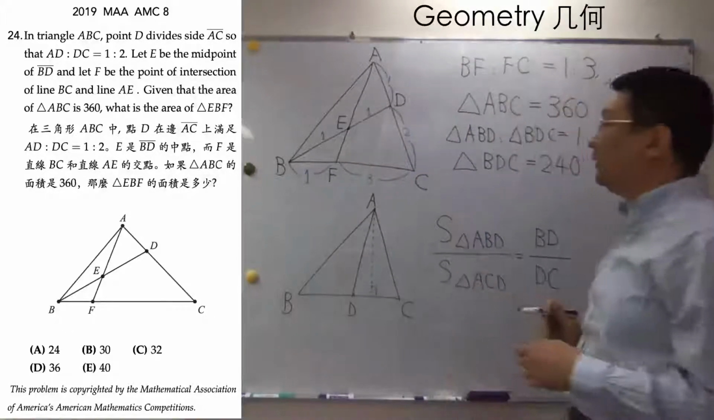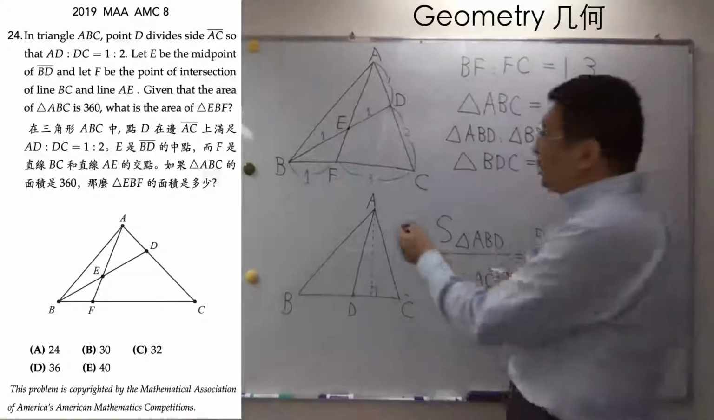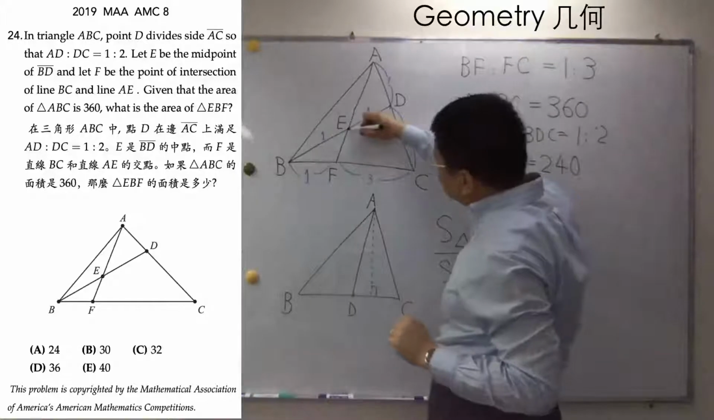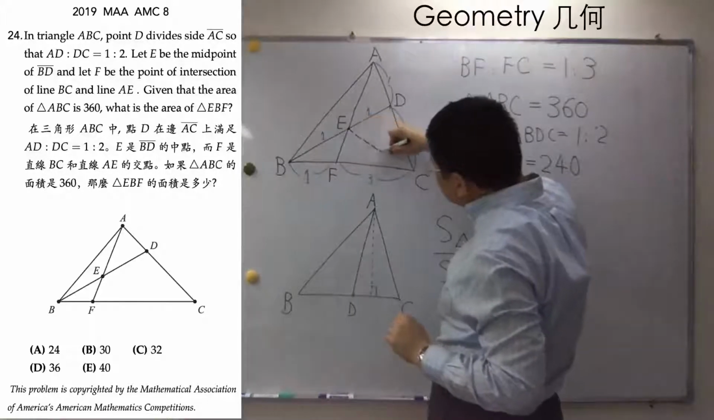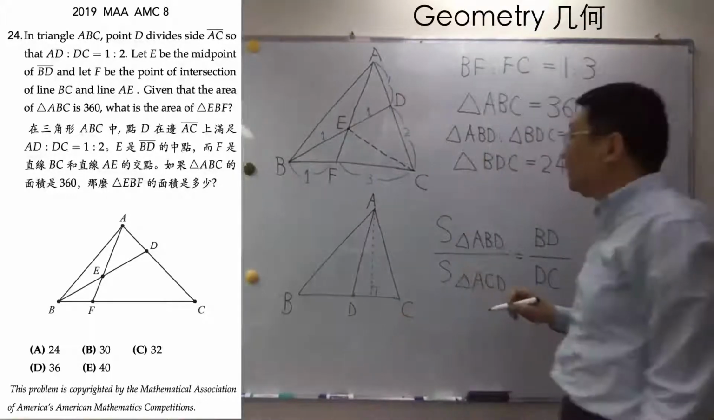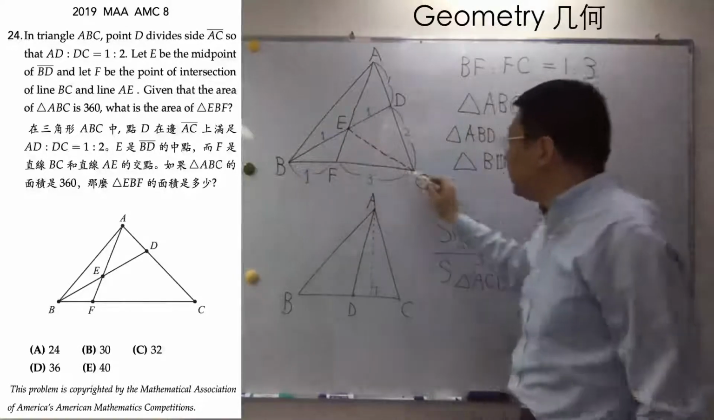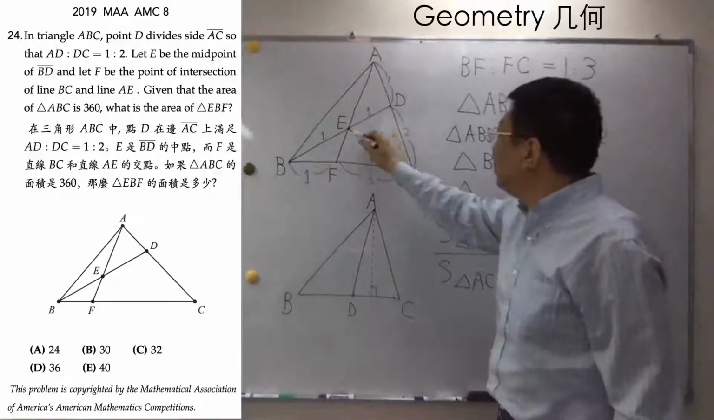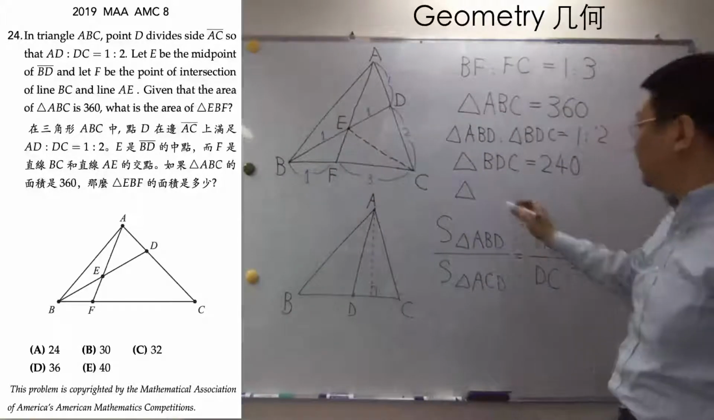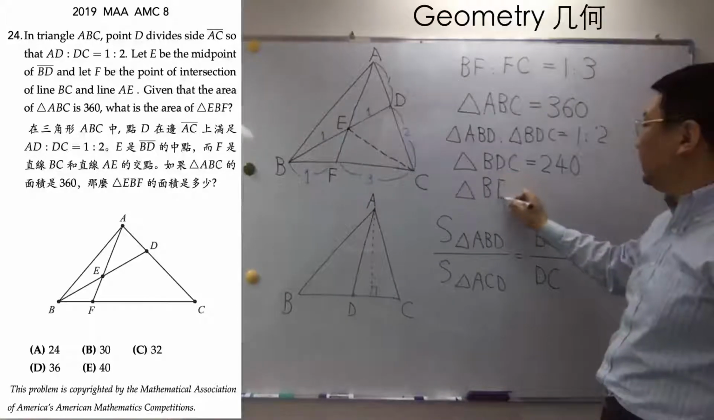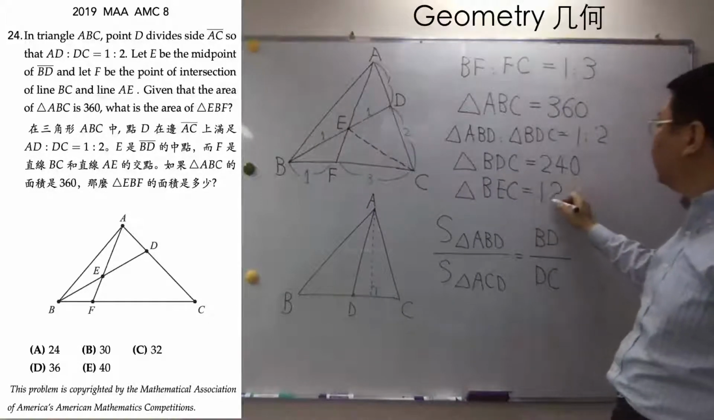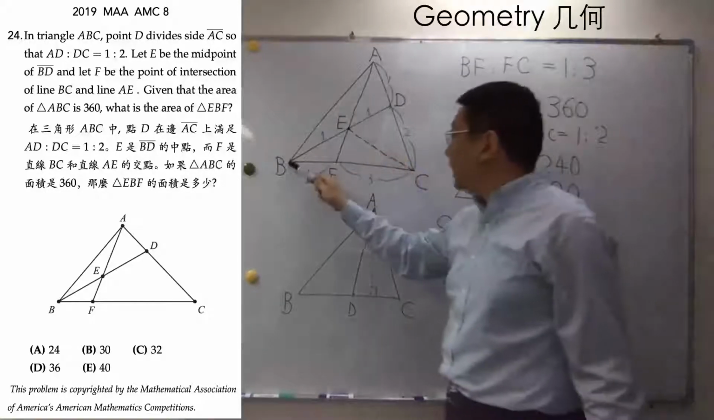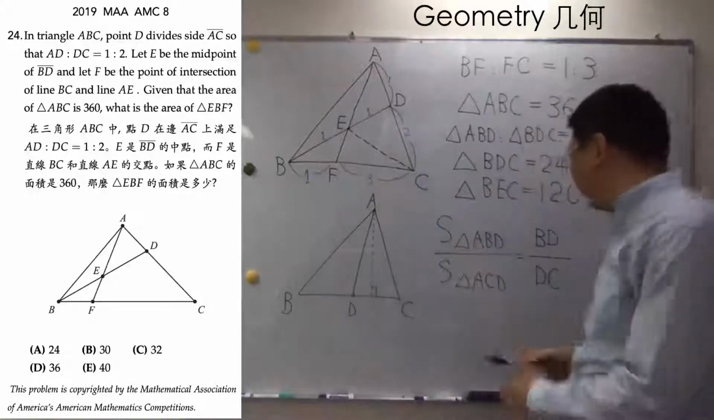What's next? Next, in this one, we know the ratio here, right? 1 to 1. So how about we draw this line, connecting CE. In triangle BDC, E is a midpoint. So the areas of BEC and DEC would be the same. So the area of BEC would be 120. Now we get the area of a smaller triangle.